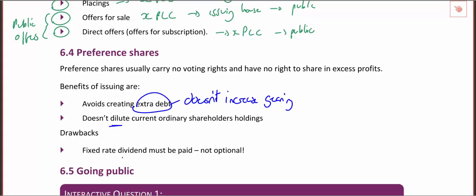Drawbacks: as soon as you guarantee someone a dividend, that's it, that's guaranteed then. So it's not optional like a normal dividend. So you've got that guaranteed outgoing.